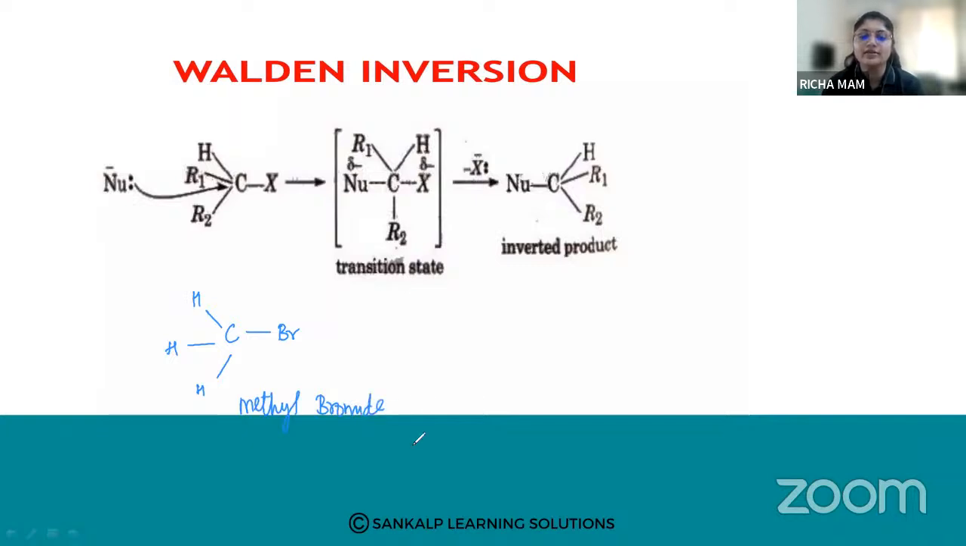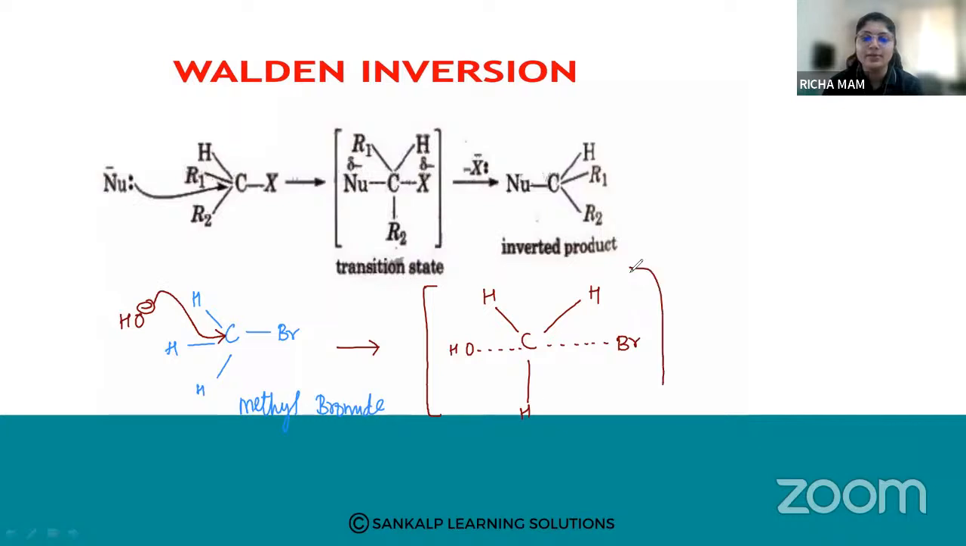We are going to attack it with the nucleophile. The nucleophile will attack from behind the carbon. Now, what will form? What will happen? On this carbon you can see the hydrogens are present. Then the OH bond is forming, and simultaneously the C-Br bond will be broken.